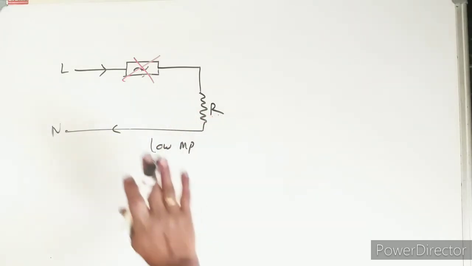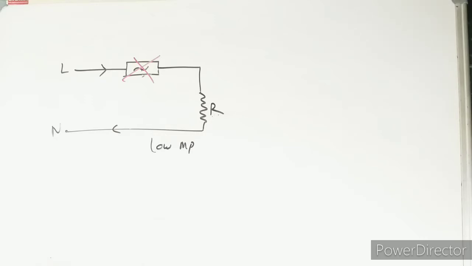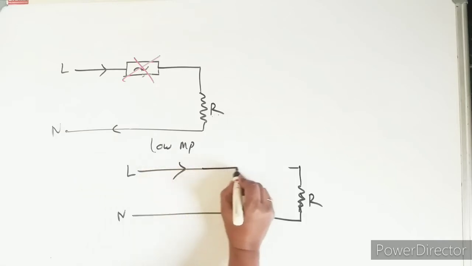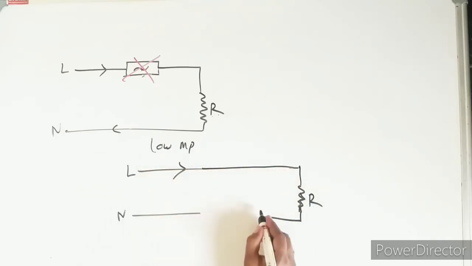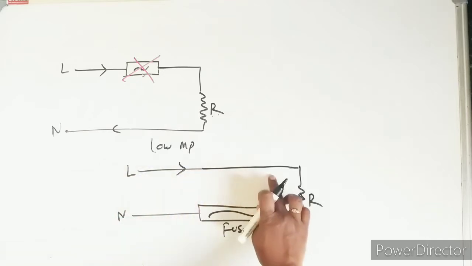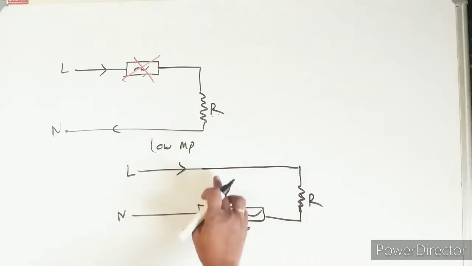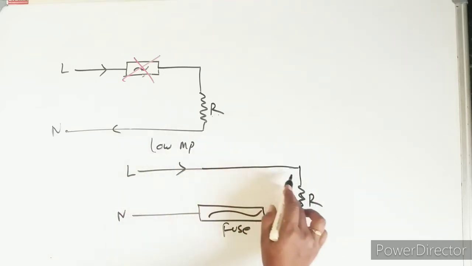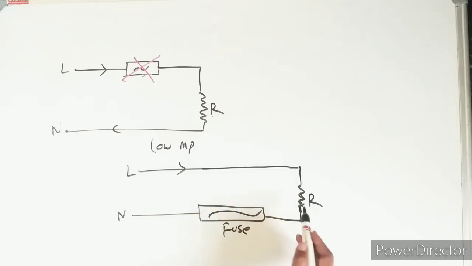Now the question arises: if it is like this, here also current passes in the neutral wire, can we use the fuse there? Let's see what happens here. Here I have taken this fuse that I am using. Now current passes, let it exceed, and this fuse will melt.